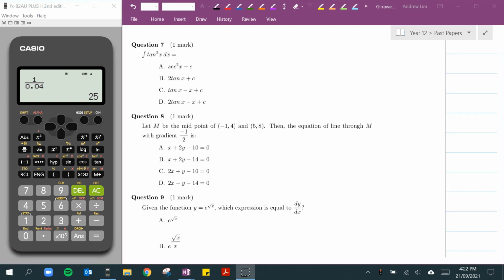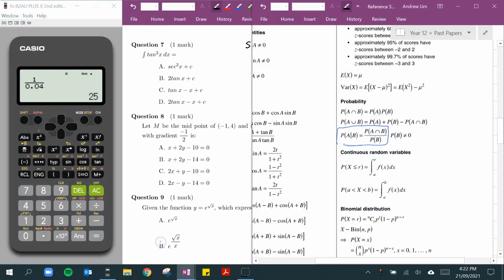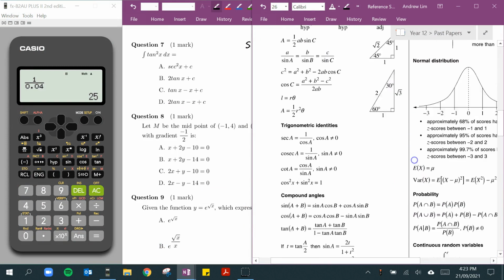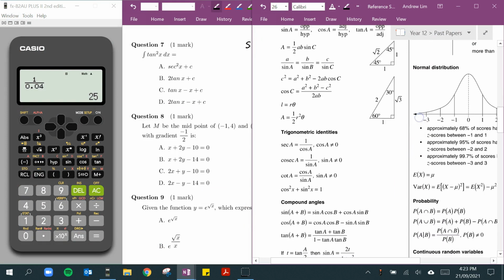Okay, question 7. We have the integral of tan squared x dx. Now I'm going to have a look back. Actually, I think I remember that sine squared x plus cos squared x is equal to 1. That's in our reference sheet. So if we look at our reference sheet, it should be somewhere here. Here it is. But what we don't have is the other ones. There are two other trig identities which are pretty much the same thing.